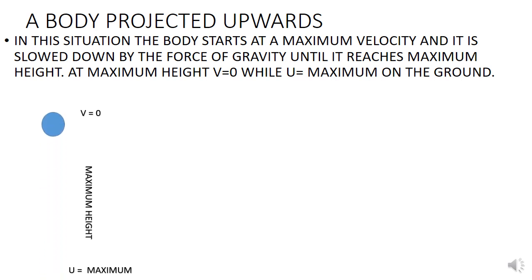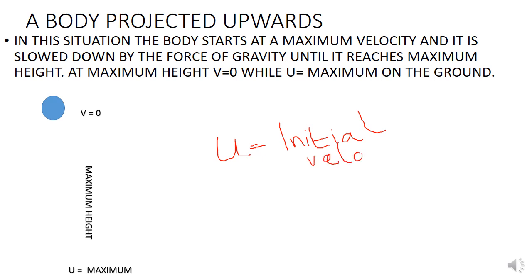And in this kind of motion, as you can see here, there are two different things. U is usually known as initial velocity. Initial velocity. U, which is known as initial velocity, is at maximum in this case.